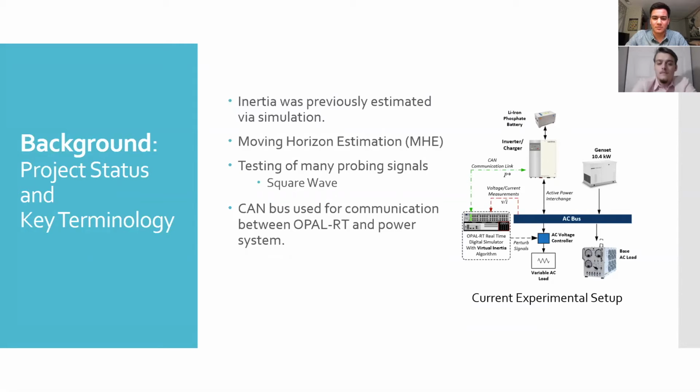Within that project in the previous years as well, they tested out different excitation signals or probing signals to disrupt the system. And they found that the square wave resulted in the best results for the project. There were many different waves tested as well, but this one just came out on top. Also, a CAN communication system was designed for communication between the Opal RT and the power system as well.